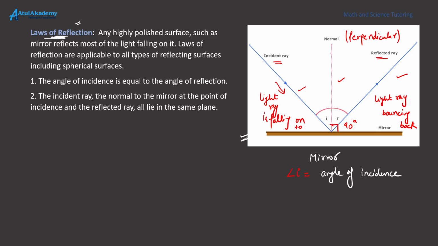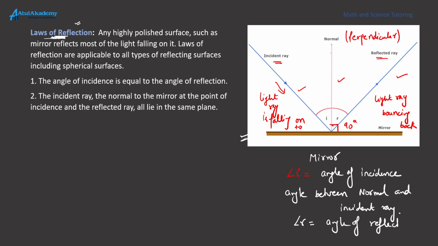It's an angle between the normal and the incident ray. And then you have angle R also. Angle R is the angle of reflection. That's the angle between the normal and the reflected ray.